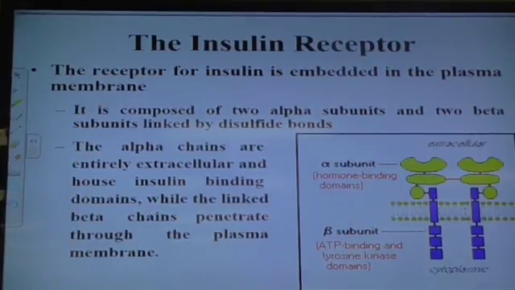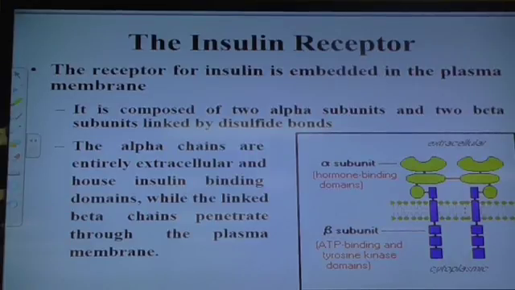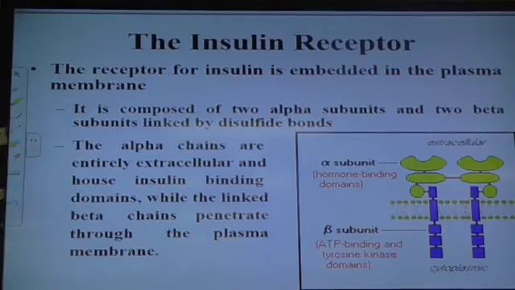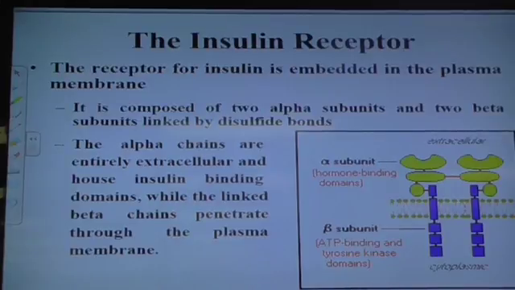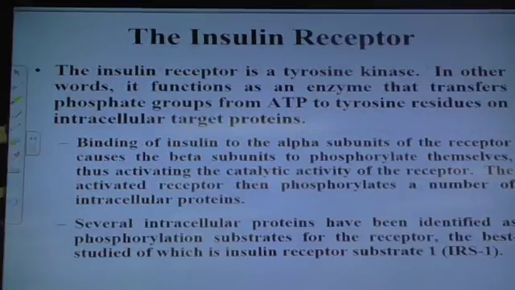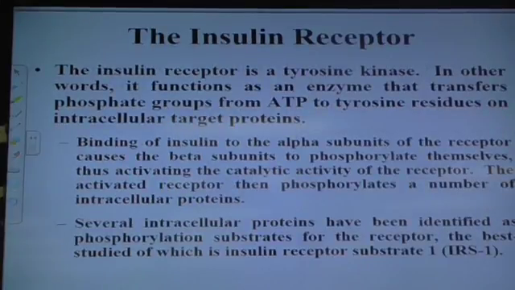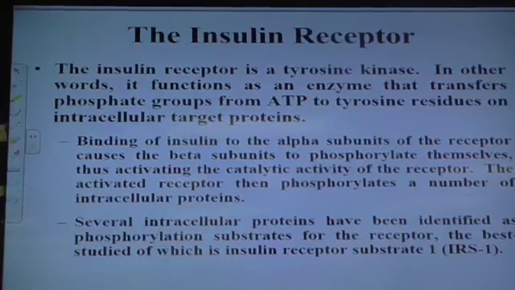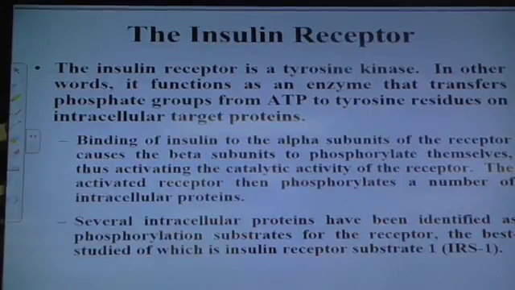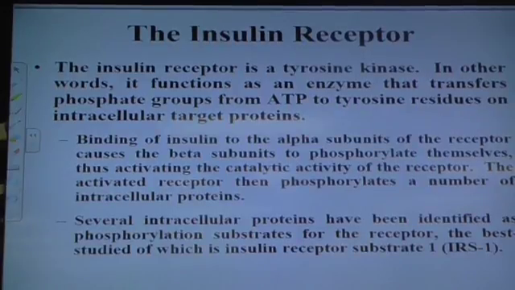Now, as far as the alpha chains, they are entirely extracellular, and that's where the binding site is for your insulin. And the beta chains penetrate through the plasma membrane, and so they take the second messenger effect down in there and get the cell whatever it needs to pump that glucose in and get to work, giving you energy for your cellular metabolism. Now, the insulin receptor is a tyrosine kinase. In other words, it functions as an enzyme, transferring phosphate groups from ATP to tyrosine residues. In other words, why do you want to get those phosphates off the ATP? What's the cell using for energy?